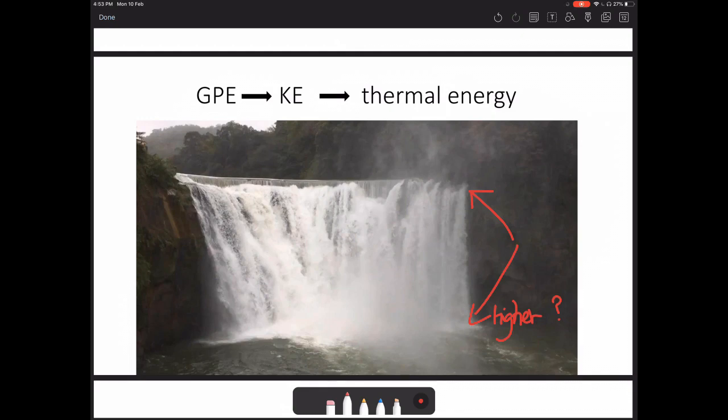When the water is going down, originally we have the height h, right? So there is some amount of gravitational potential energy at this level. When the water is going down, what will happen? Its gravitational potential energy is being transferred into kinetic energy. So that's why at this moment, water will move very fast. And then when it arrives at the ground, the kinetic energy will be transferred into thermal energy. So at this moment, water will stop moving because its kinetic energy is being transferred into thermal energy. Therefore, the water at the bottom is warmer than the water on the top.